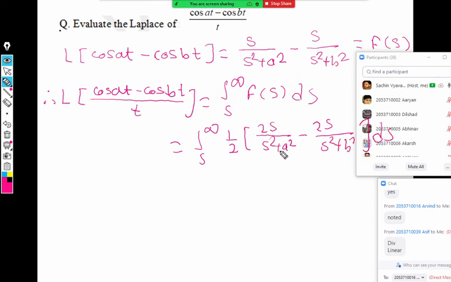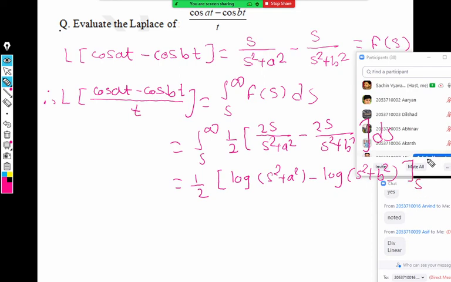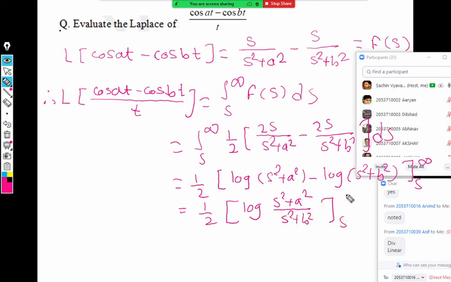And now this is in the form of f dash x upon fx. So what's the integration? Log of s square plus a square minus log of s square plus b square, and the limit is from s to infinity. Now we use a log property. So it is log of s square plus a square divided by s square plus b square, from s to infinity.